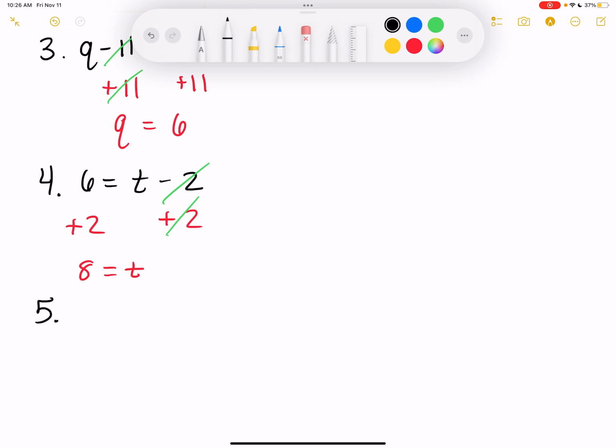So number 5, we have 4x equals 48. So currently I have 4 times x equals 48. So if I want to get rid of it, the opposite of multiplication is division. So I'm going to divide both sides by 4. So then in terms of the division, the 4's cancel. So that leaves you with x on the left equals 48 divided by 4, which is 12.